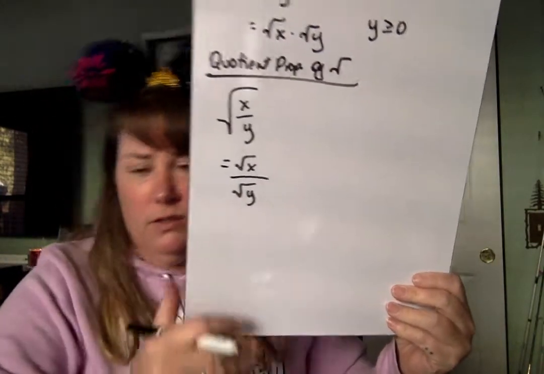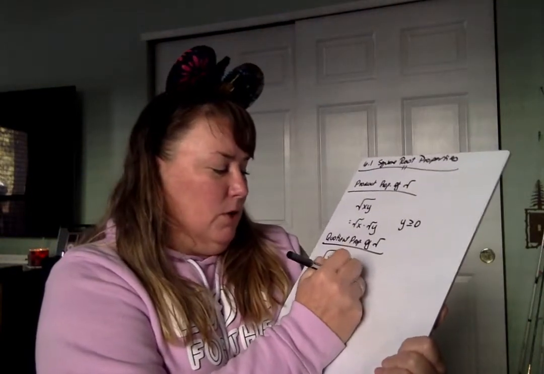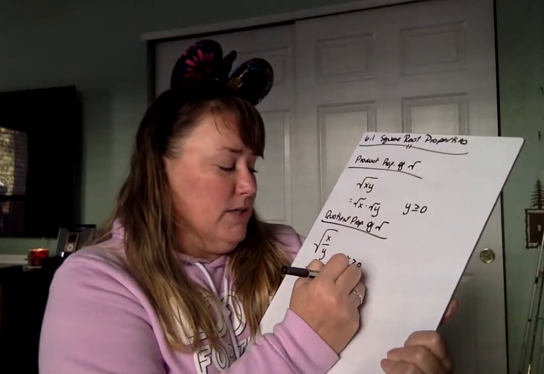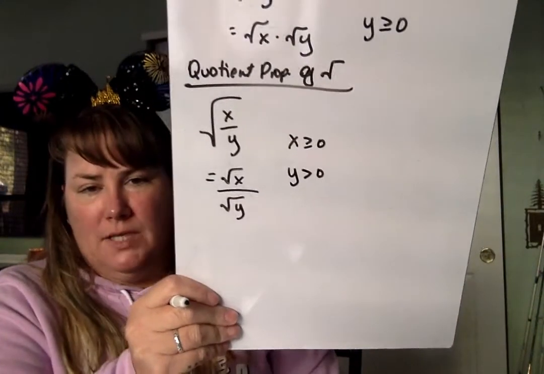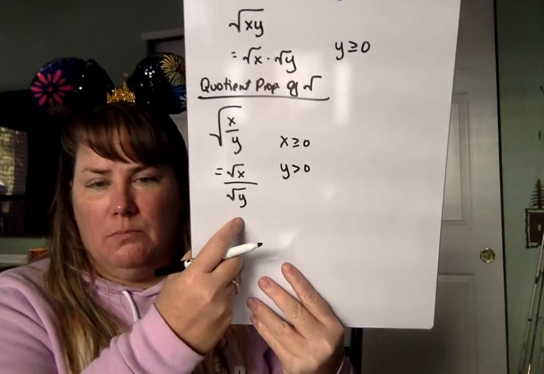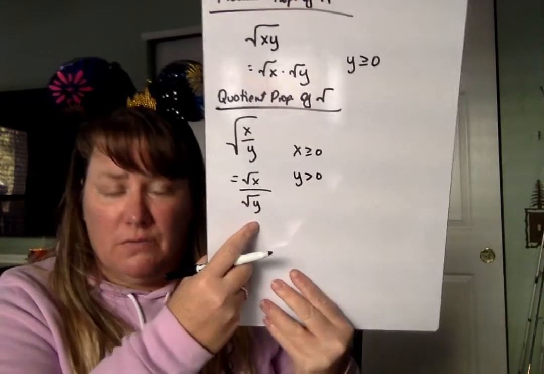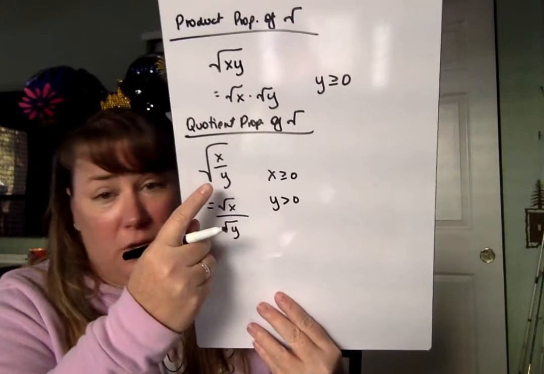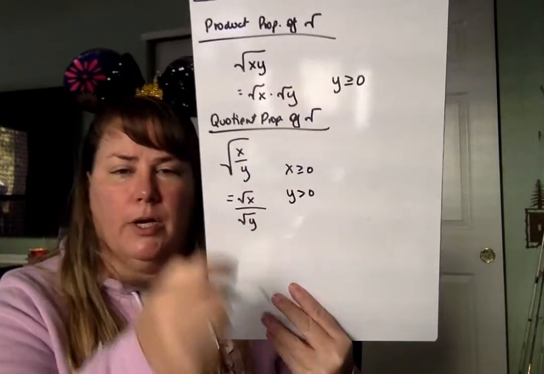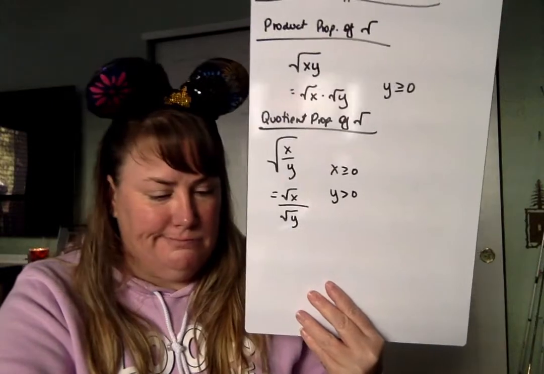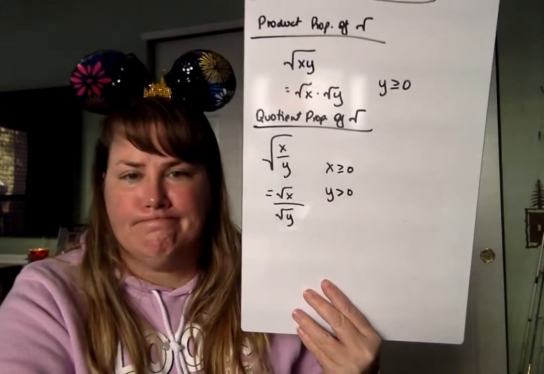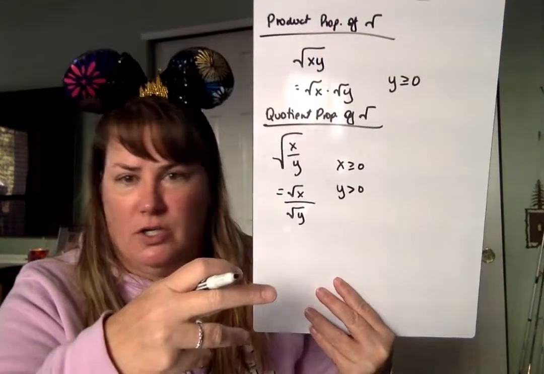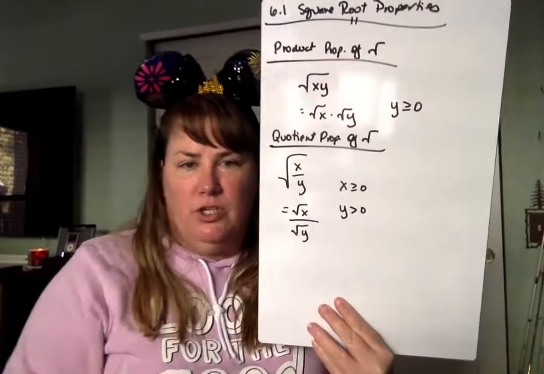Now on this one, x has to be greater than or equal to 0, and y has to be greater than 0. Because remember, you can't have 0 in the denominator of a fraction. It becomes undefined. So just remember, x has to be greater than or equal to 0, so you can't have 0 in the numerator. Y has to be greater than 0. Okay? So basically, if it's put together, you could take it apart. And if it's taken apart, you could put it back together. So these are your two properties.